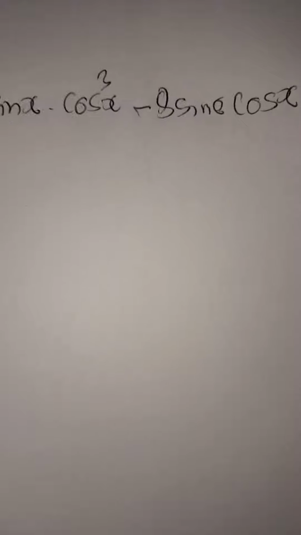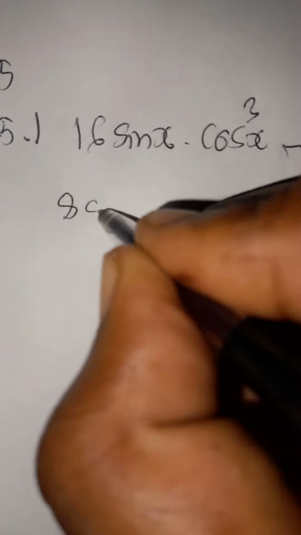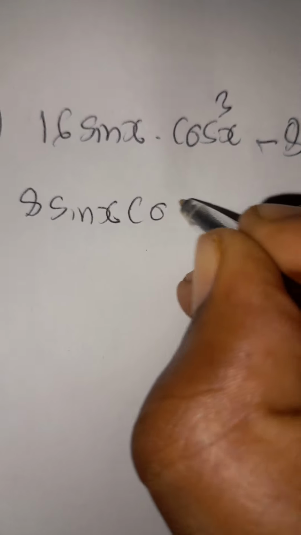5.5.1, we're given 16 sine x multiplied by cos cube x minus 8 sine x as well as cos x. Okay, so in this case, guys, this is what we are going to do. First thing first, we need to write the expression as a single trigonometric ratio. What we can see, there's a highest common factor in this case. The highest common factor will be 8 sine x cos x in this case.